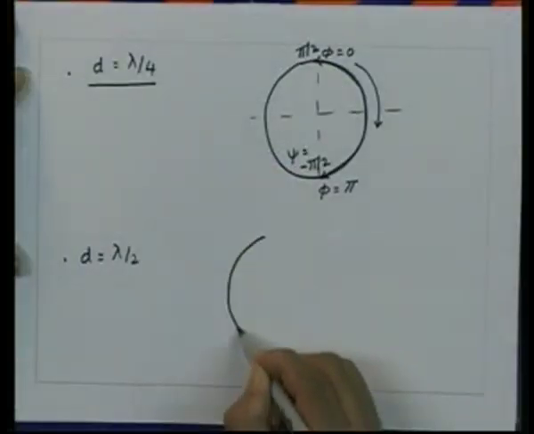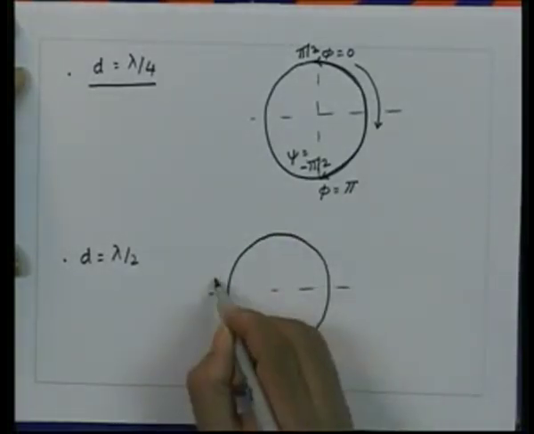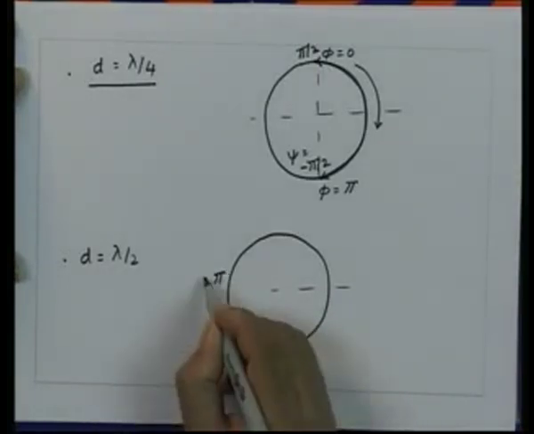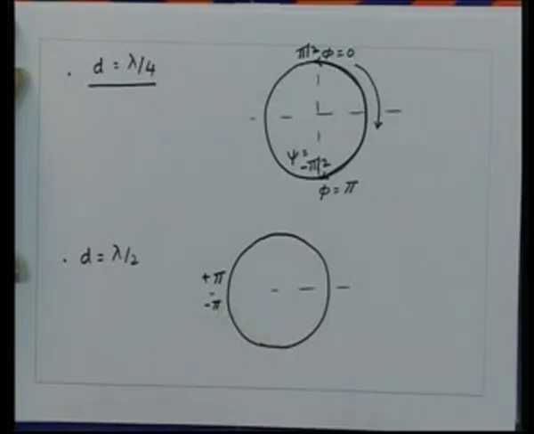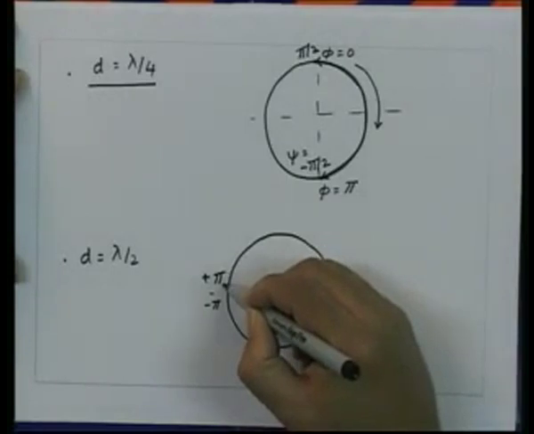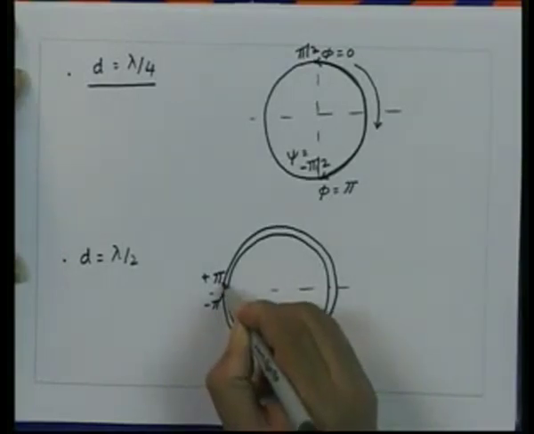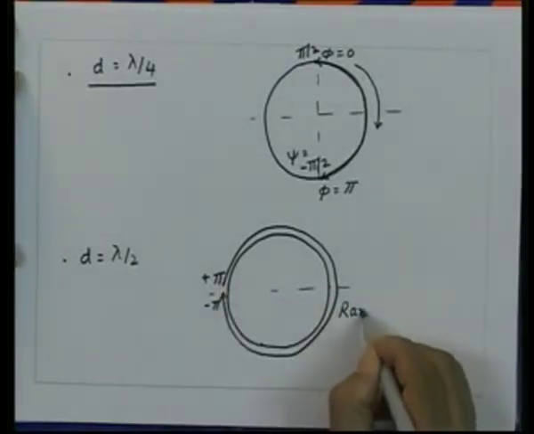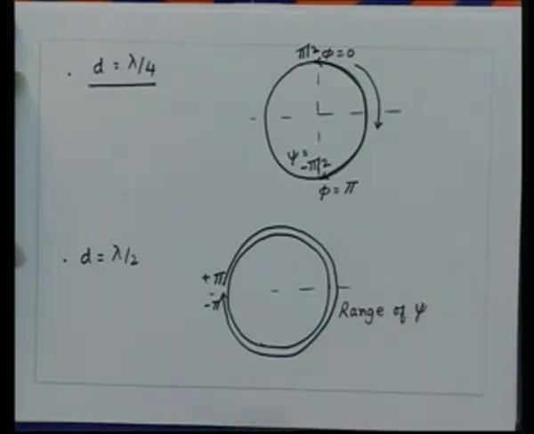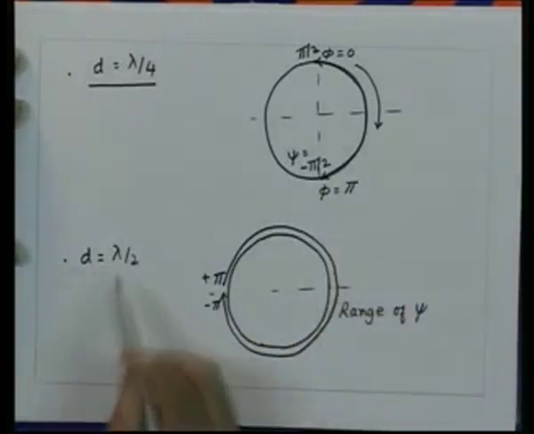As we saw, if we take d equal to lambda by 2, then the range of psi is from plus pi to minus pi. So this is plus pi, this is minus pi, this is 0. So the psi is going to go from plus pi all the way to minus pi. That is your range of psi. So it covers all the points on the circle when d is equal to lambda by 2.